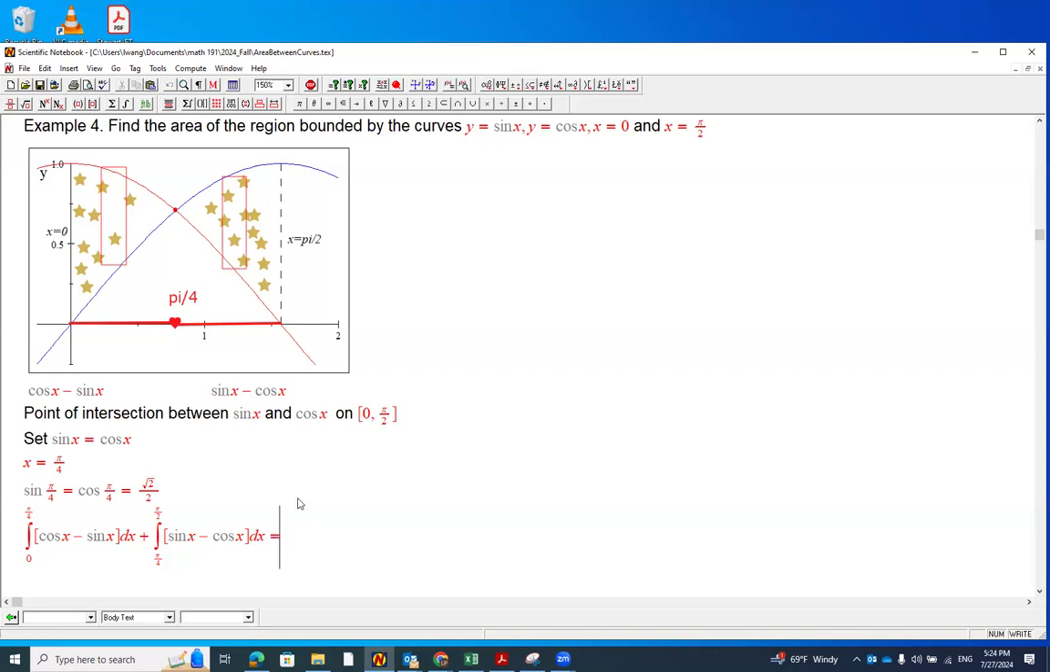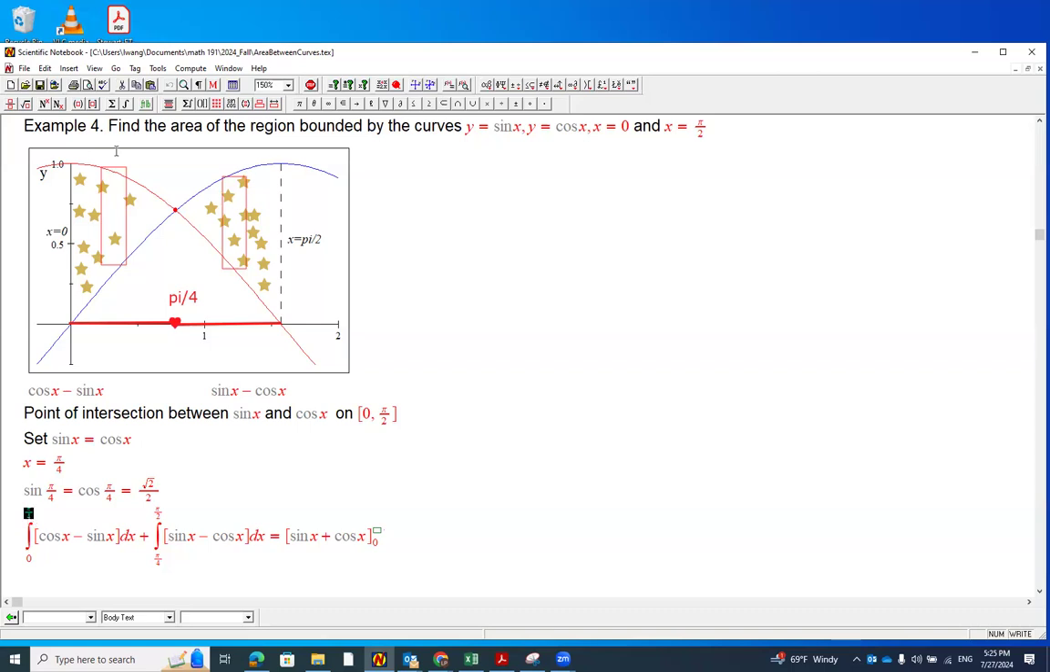Okay, so let's see. We have everything on the screen. I'm going to write vertically, because if I move up and down, we're going to get a messy situation. And then we're going to work on the antiderivative. The antiderivative of cosine x is sine x. Subtracting the antiderivative of sine x, which is negative cosine x, so it's going to be plus cosine x. So for the first piece, evaluating from 0 to pi over 4.